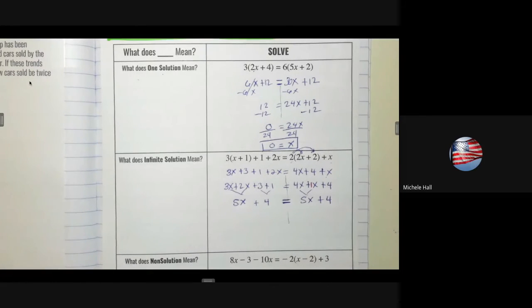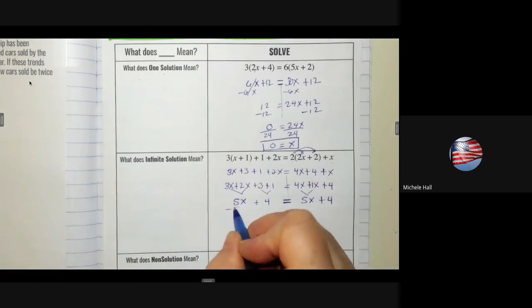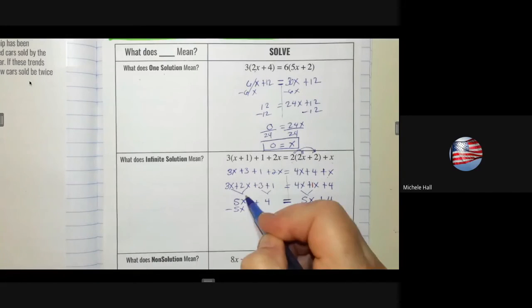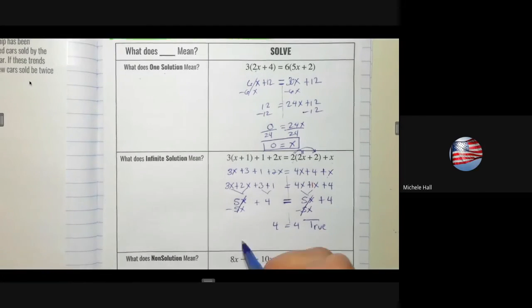What I can see here so far for an infinite solution is that I have exactly the same thing on both sides. 5x plus 4, 5x plus 4. If I continue to solve, let's combine our x's. So minus 5x, minus 5x, and these are canceling, which leaves 4 equals 4. That's a true statement. That means when I get a true statement, there will be an infinite number of solutions.